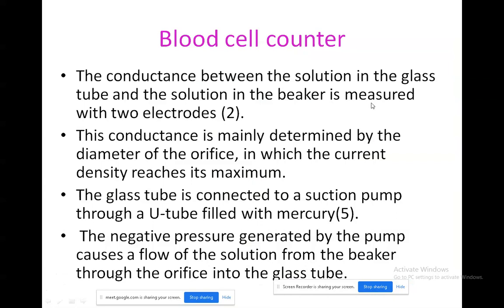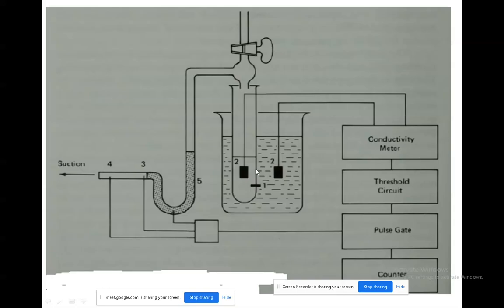So this solution is going to be measured using two electrodes. This conductance is mainly determined by the diameter of the orifice, in which current density reaches its maximum value. So the conduction between the electrodes will be indicated by the current density available in the orifice of the glass tube. The glass tube is connected to a suction pump through a U-tube filled with mercury.